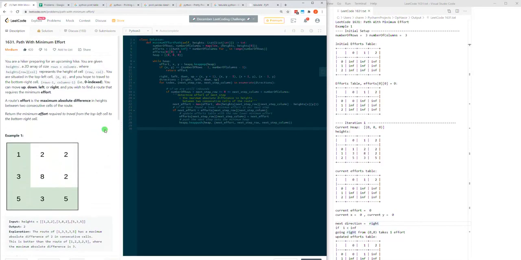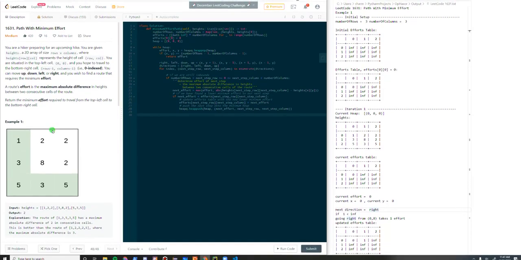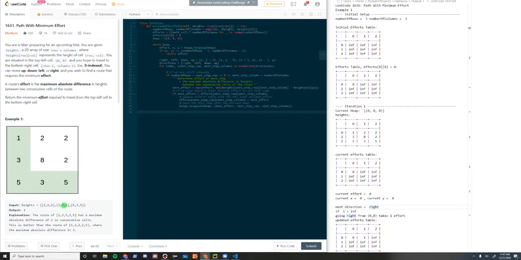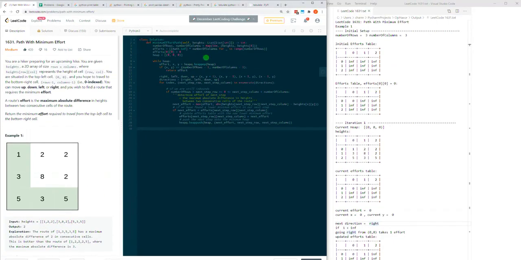So I basically wrote this Dijkstra's code, which uses a min heap, so that it would be readable. So, number of rows, number of columns. The number of rows is how many arrays there are, and the number of columns is the length of the individual arrays. So it's a 3 by 3.